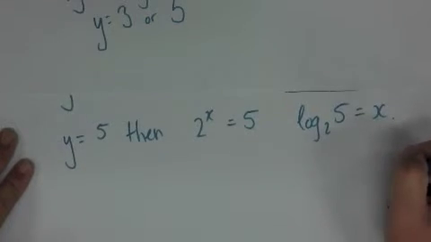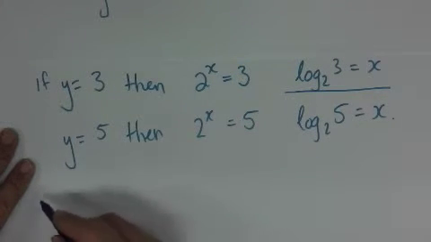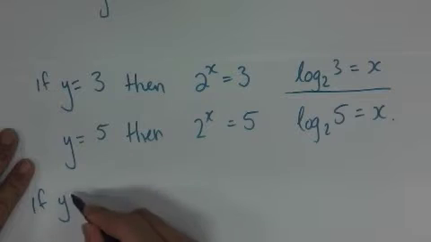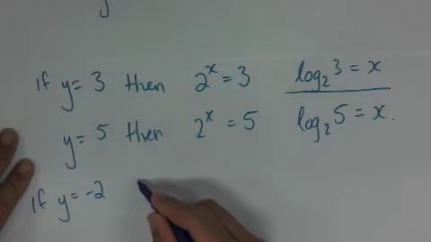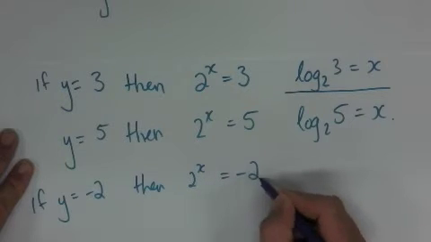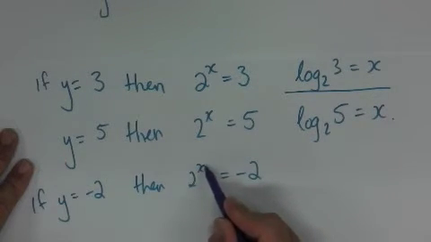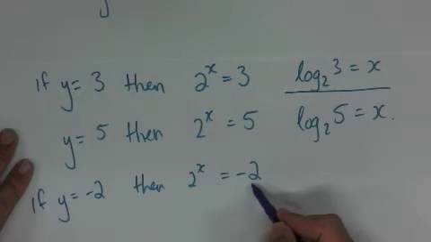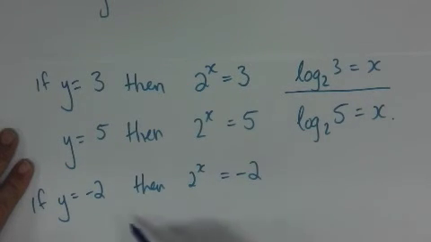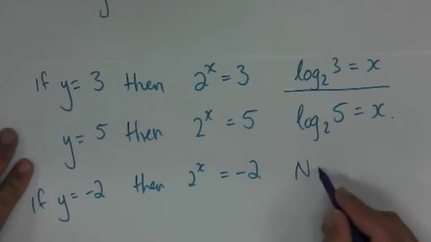The important thing to note here is that if ever one of these was a negative number, then it wouldn't exist, because say for example I had y was equal to minus 2, and then I'd say 2 to the x was equal to minus 2. There is no way that you can have a positive number, apply a power to it, and get a negative answer. That would not occur. And so for any values of y in this case which are negative, there would be no solution.